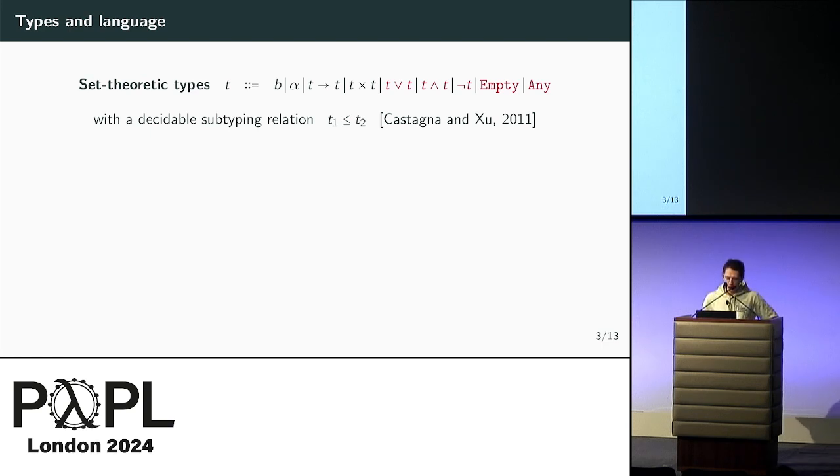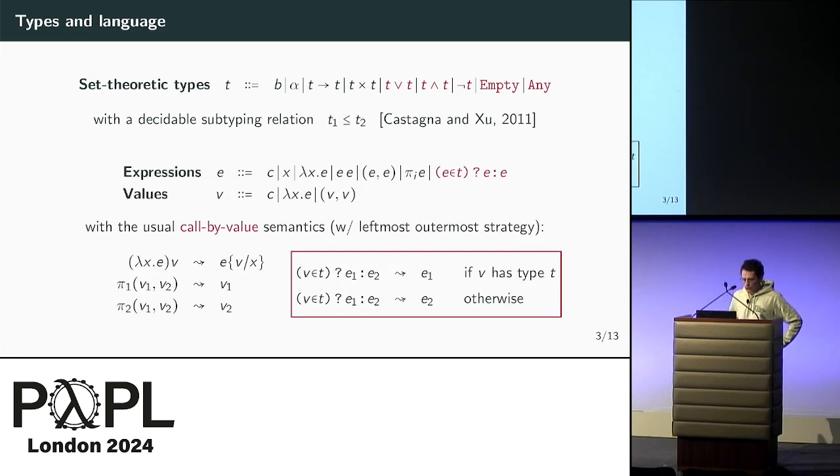We can define the subtyping relation on these types. It has been done in prior work, so we will just assume that we have such a subtyping relation. Now for our language, we will use the usual call by value lambda calculus with an additional construct for type cases. The semantics of type cases is as follows. First, we reduce the test expression. If it results in a value that has type t, then it reduces to the first branch, and otherwise to the second branch.